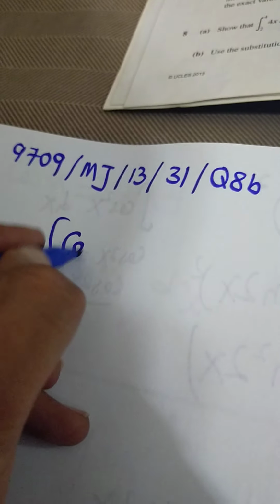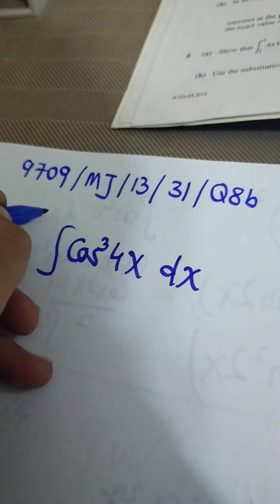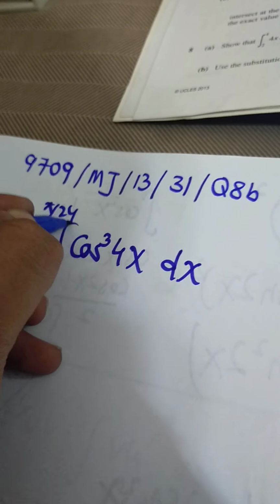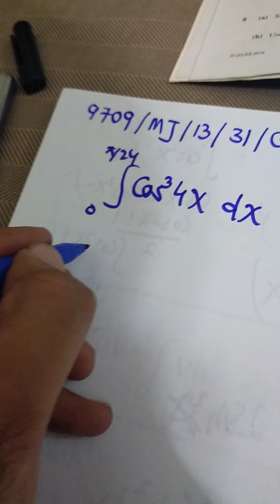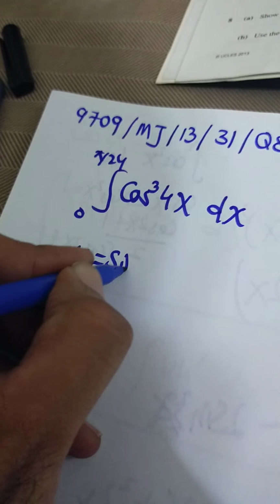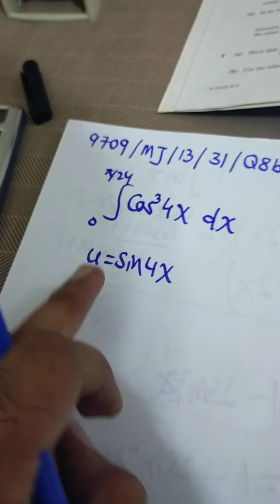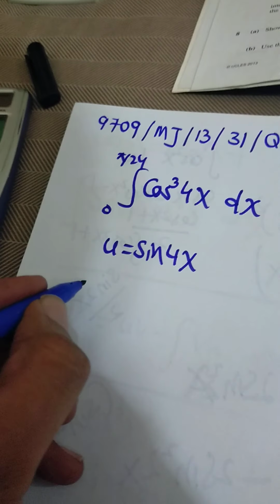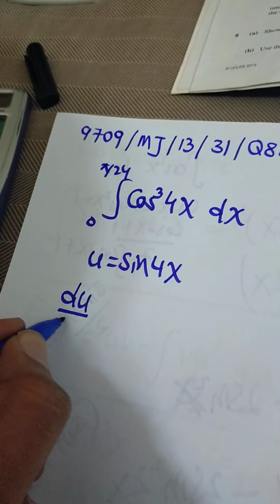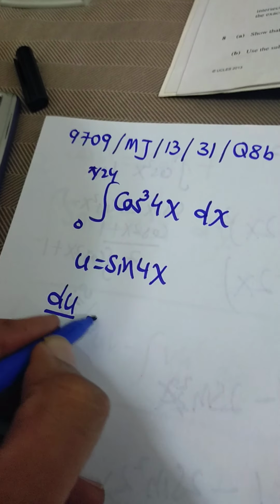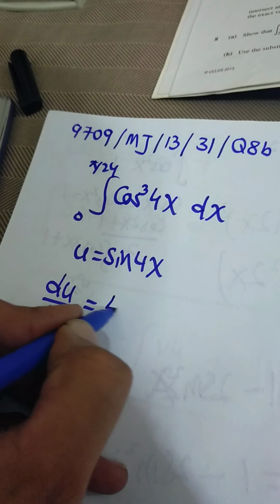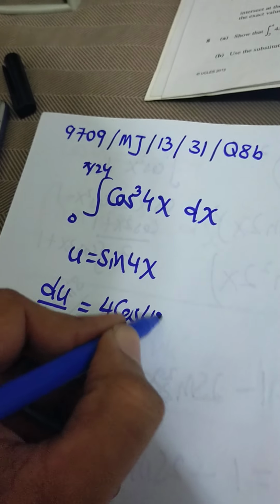Alright, so the integral is basically cos cubed 4x with respect to x, and the limits are pi over 24 to 0, and you need to use a substitution u equals sin 4x. So the first thing is you've been given u equals sin 4x, so this means that du over dx will be equal to 4 cos 4x.